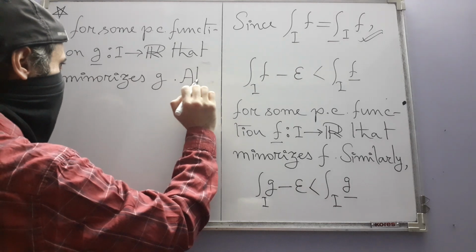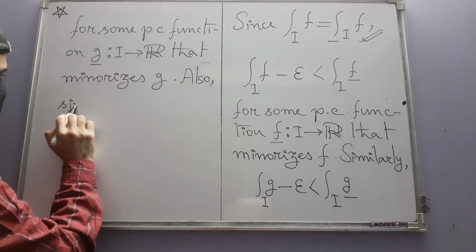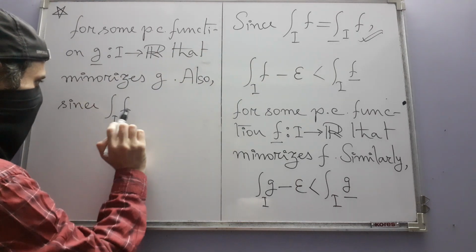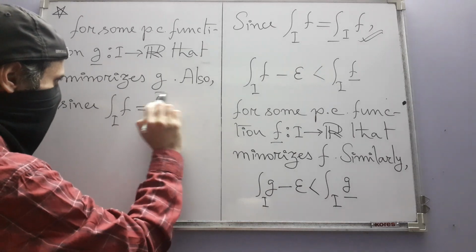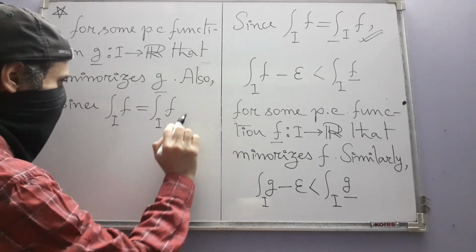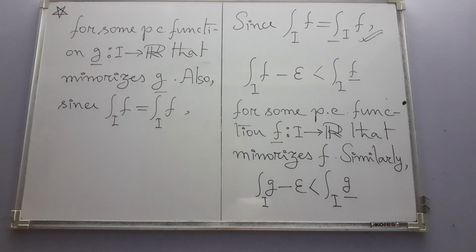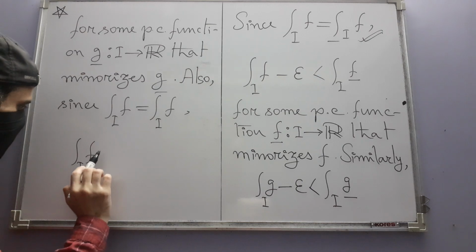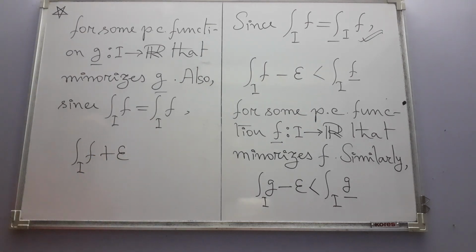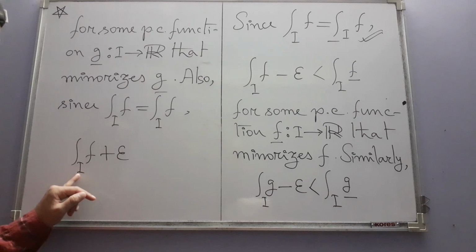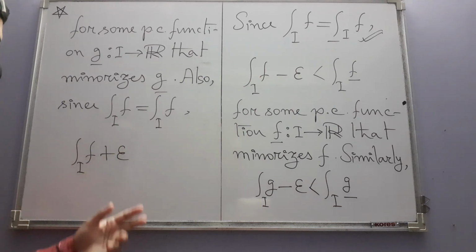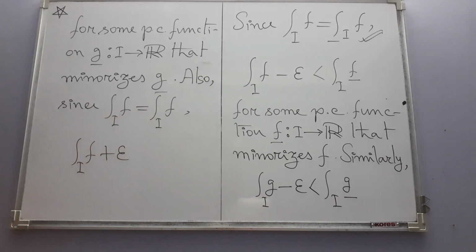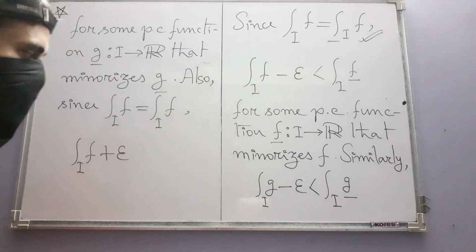Also, at the same time, we have this: the integral of f is also equal to its upper integral because f is Riemann integrable. Now, instead of subtracting epsilon, let's add epsilon. Think of the upper integral in place of this integral. And now what type of inequality are you going to get? For that we need to go back to the definition of upper integral.